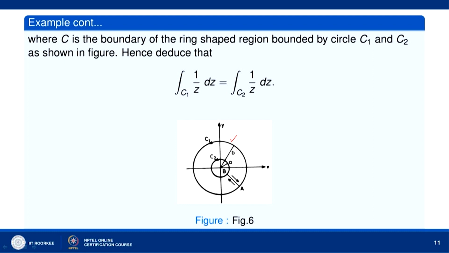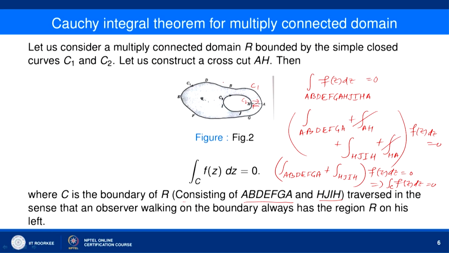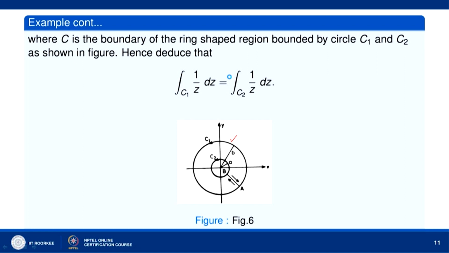We have earlier done this Cauchy integral theorem for a multiply connected domain. By using Cauchy integral theorem for a multiply connected domain, the integral over c 1 will be equal to the integral over c 2. Here we are taking the integral in the anti-clockwise direction along c 1 as well as along c 2. We have seen that the integral along the two boundaries remains equal and the sense also is the same. So, the integral over c 1 of 1 by z d z equals the integral over c 2 of 1 by z d z by using the Cauchy integral theorem for a multiply connected domain.